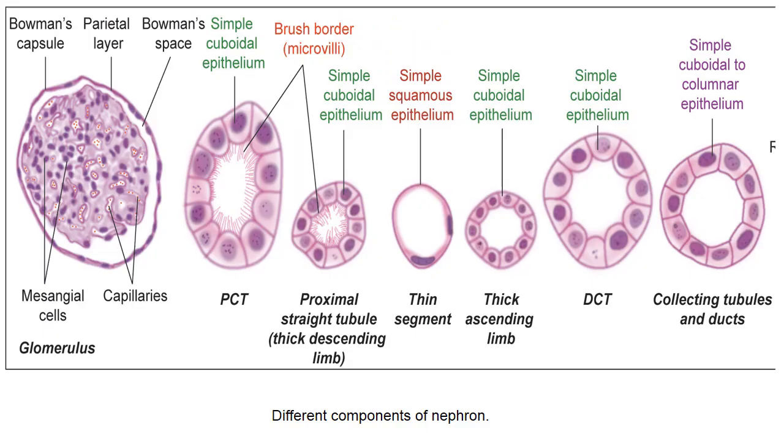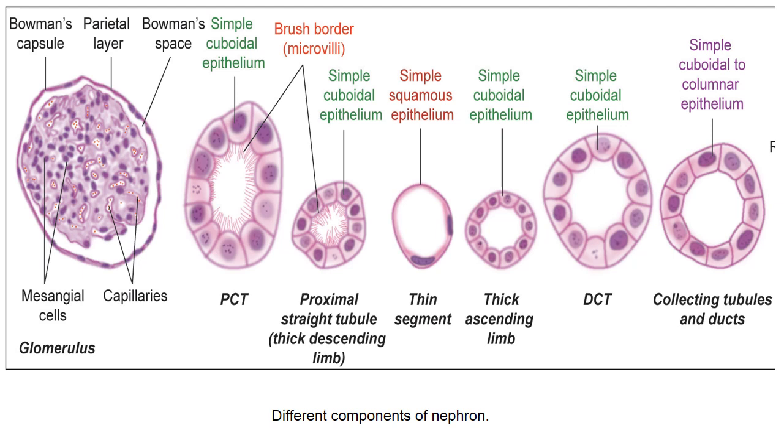In this diagram, we can see different components of a nephron. The first figure is of Bowman's capsule, in which the outer parietal layer is lined by simple squamous epithelium and the inner visceral layer is lined by podocytes. The space between the outer and inner layers is known as urinary space or Bowman's space. Bowman's capsule has a tuft of capillaries in it known as glomerulus, and we can also see the mesangial cells in it.